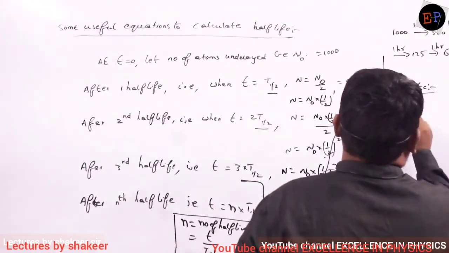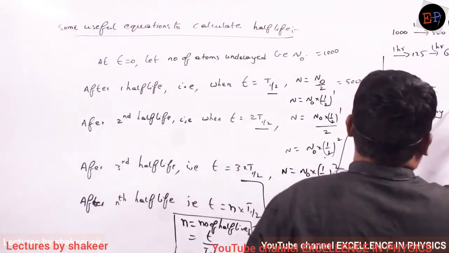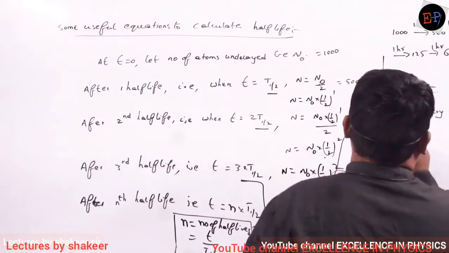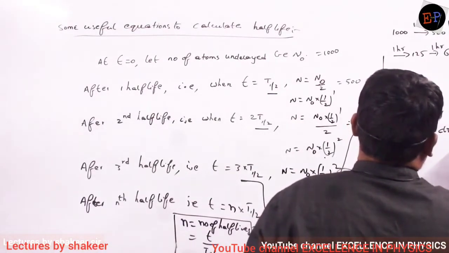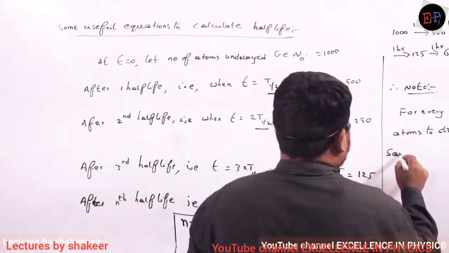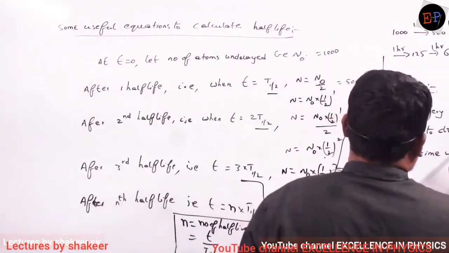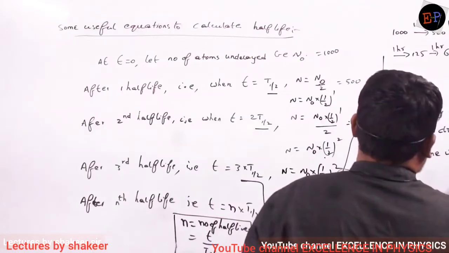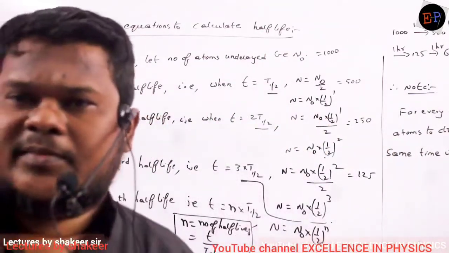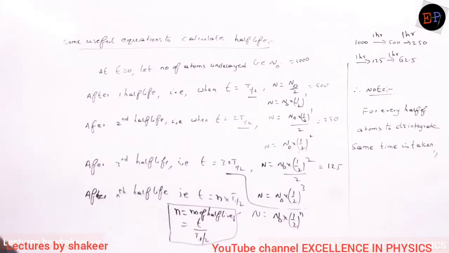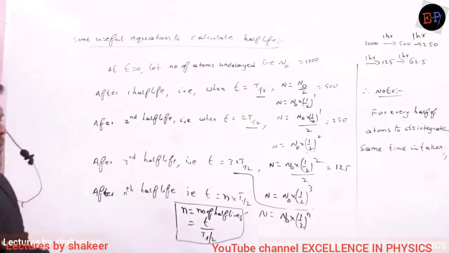For every half of the atoms to disintegrate, the same time is taken. Same time is taken. This is the most important point in radioactivity. Are you able to understand? Clear now what is happening?